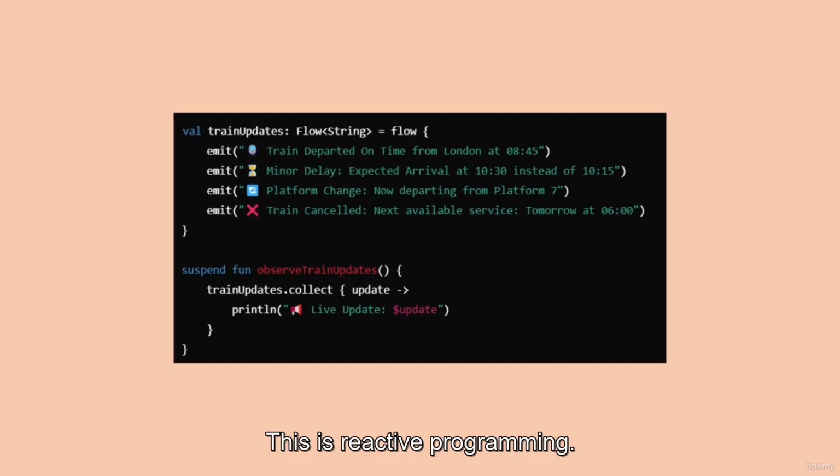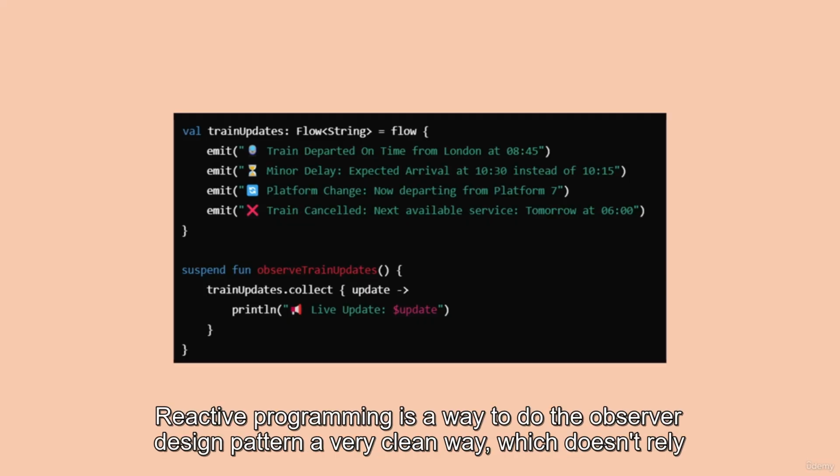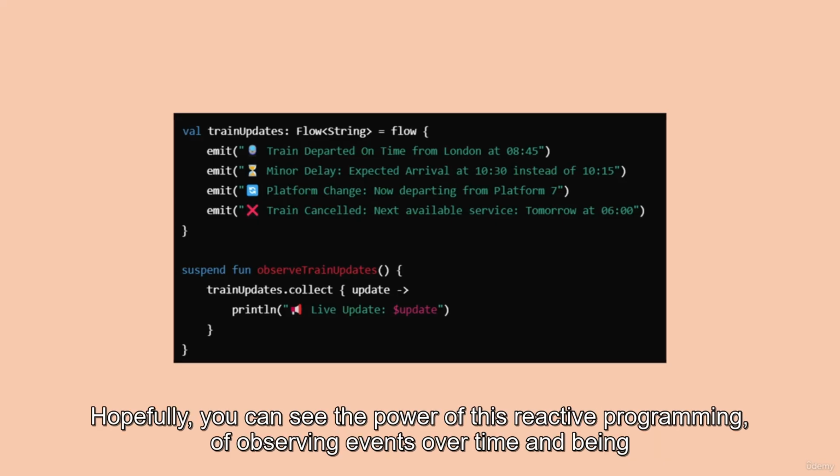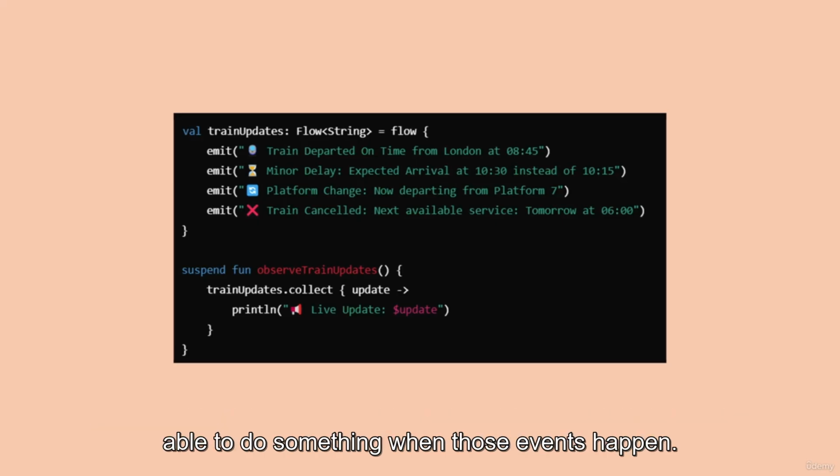This is reactive programming. Reactive programming is a way to do the observer design pattern, a very clean way which doesn't rely on callback code. Hopefully you can see the power of this reactive programming, of observing events over time, and being able to do something when those events happen. Now, that is a sneak preview of Kotlin Flow.